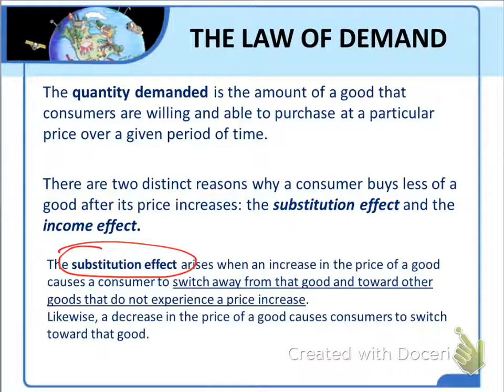This effect helps explain why a rise in the price of movie tickets causes consumers to buy fewer tickets and instead rent more DVDs or download more movies. The substitution effect also explains why some commuters switch to public transportation, like buses and trains, when a rise in the price of gasoline makes it more expensive to drive a car.